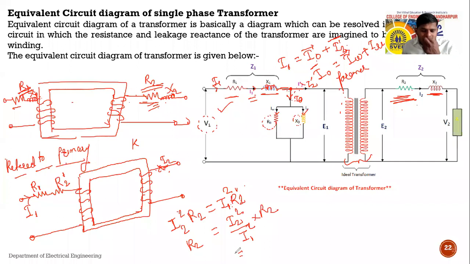So R2 dash is equal to I2 divided by I1 bracket square. ये जो square जो आहे तो मी common घेतला, that means I2 divided by I1 bracket square into R2. Now tell me what is I2 divided by I1? What is I2 divided by I1? K. Whether it is K or 1 upon K.